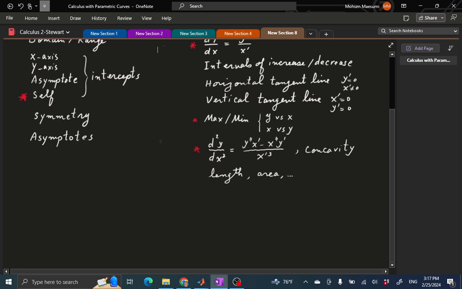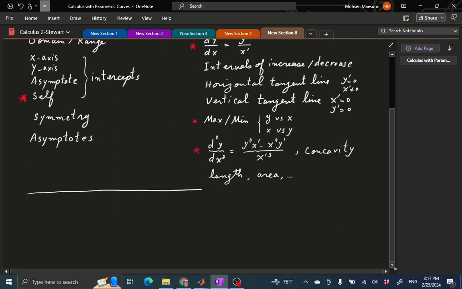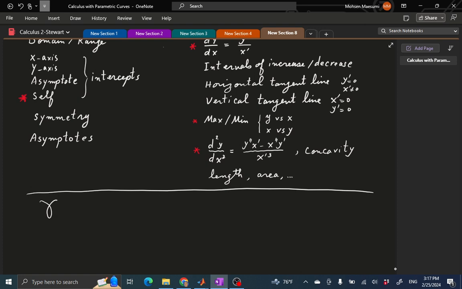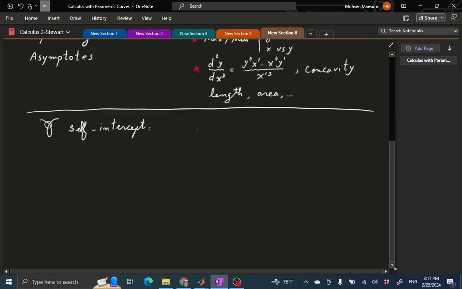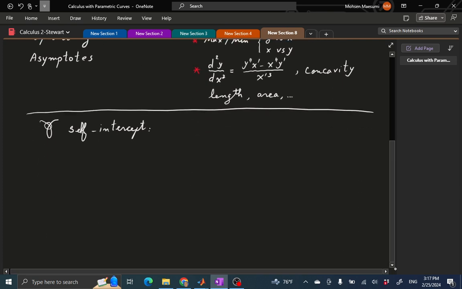self-intercept or self-intersection. Well, if you draw a wiggly curve, you notice this issue. The curve is intersecting itself, so it has a self-intercept. So self-intersection or self-intercept is an issue. Let's practice this thing in the context of one example.